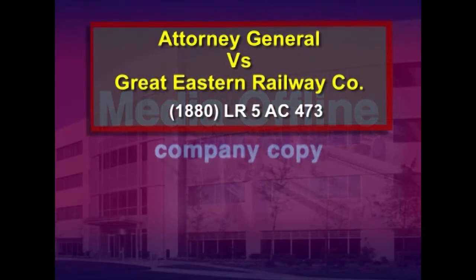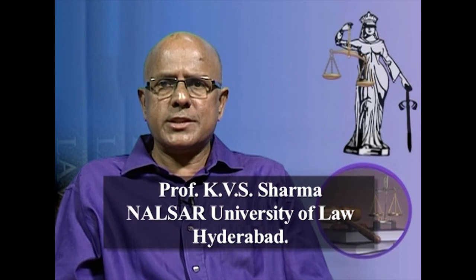In Attorney General versus Great Eastern Railway Company, 1880 LR 5 AC 473, the House of Lords observed that the doctrine of ultra vires, as it was explained in the Ashbury case, should be maintained, but it ought to be reasonable and not unreasonably understood and applied, and that whatever may be fairly regarded as incidental to the objects authorized ought not to be held as ultra vires unless it is expressly prohibited.